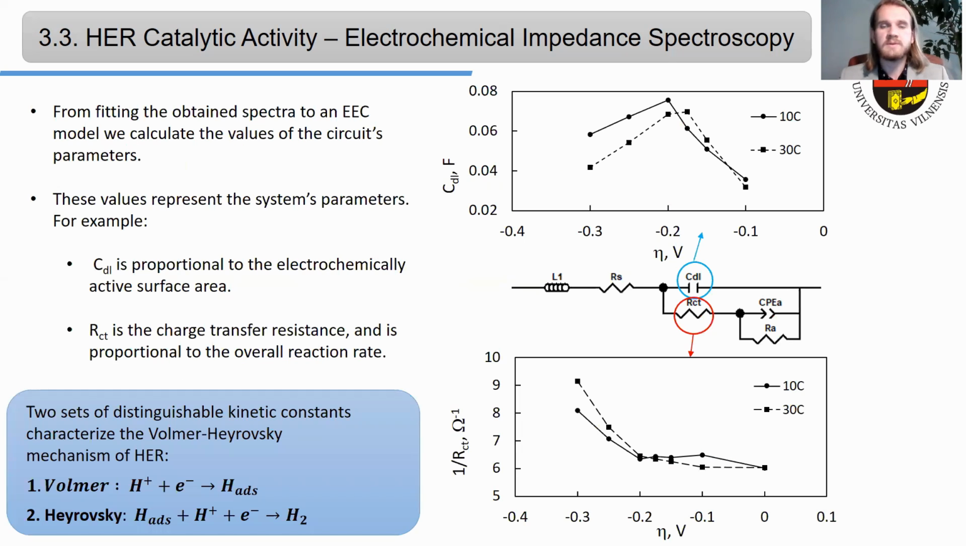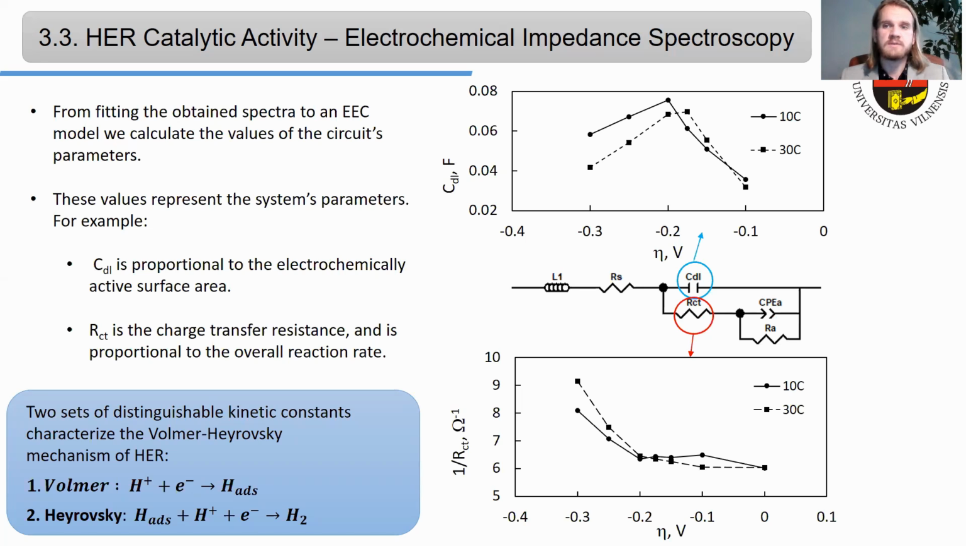We then use computer software to fit the spectra to a mathematical model and then calculate the values of all the parameters seen in the equivalent circuit. And these parameters represent the electrochemical system's physical parameters. For example, the double layer capacitance is proportional to the electrochemically active surface area. So even though we don't know the actual surface area of the foam substrate, we can at least operate with values that are proportional to it.